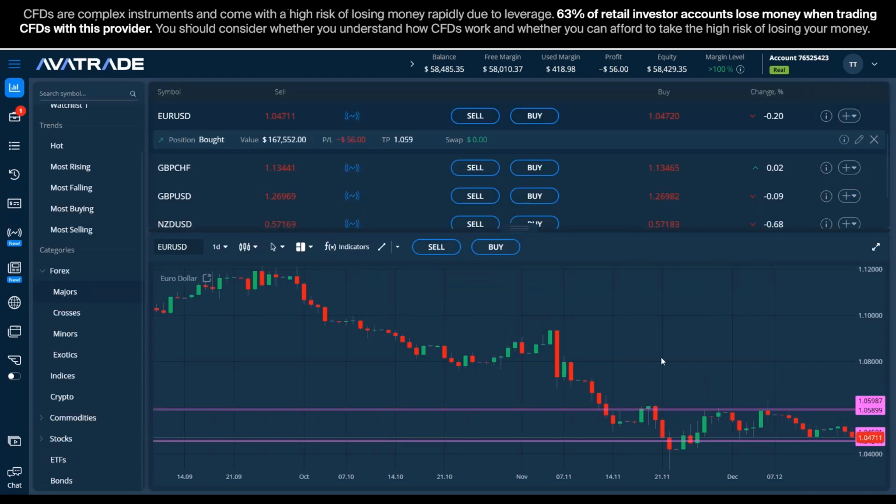I'll pause for a moment in case you have any questions about AvaProtect, how it works, or the technical setup that we looked at here on the one-day candles.